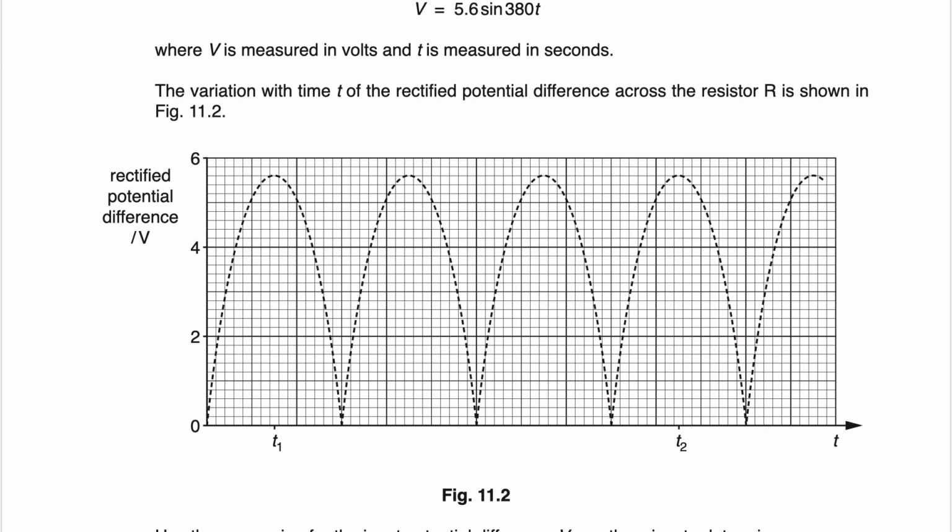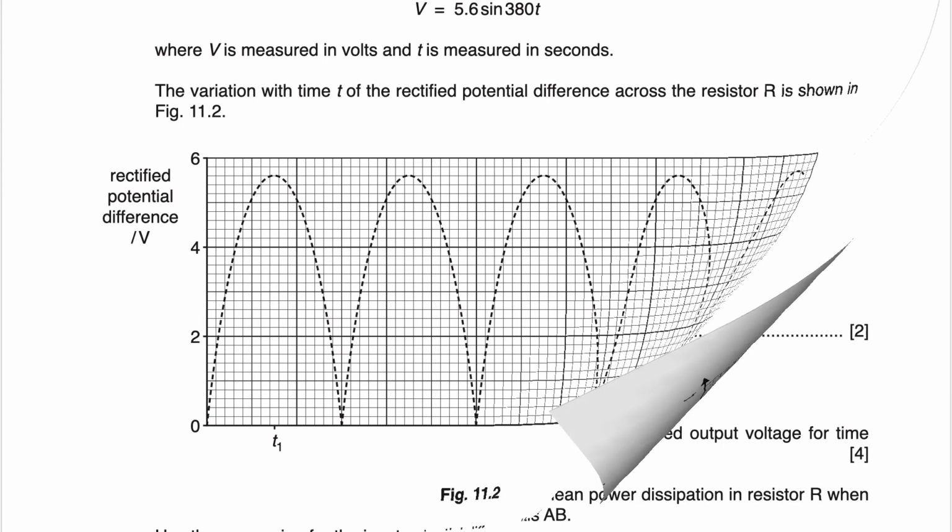Now we take a good look at the graph. X-axis is time, y-axis is rectified potential difference in volts. This is a full wave rectifier, so it will turn the half going down into upside, so we will have consecutive mountains. Let's see the detail. What's the question they are asking?